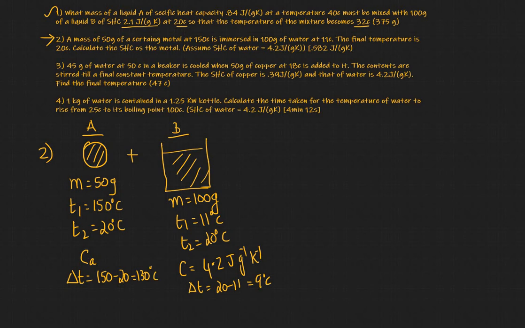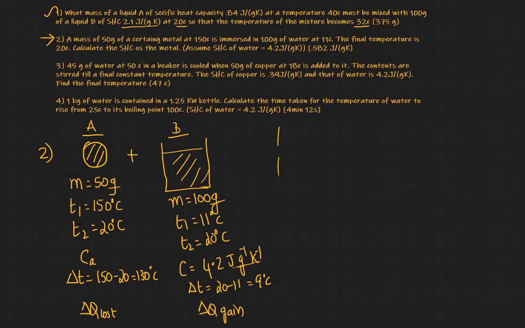Let's check if all the masses are in the same units. Yes, they are, and the specific heat capacity is also per gram. So we are all good here. Now here there is a loss, or the temperature goes down. So this is delta Q lost, and this is delta Q gained.